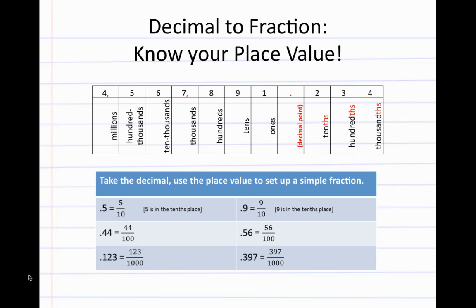Decimal to fraction. Know your place value. If I have 0.5, I can write that as a fraction as 5 over 10, and I use 10 because there's only one decimal place. On 0.44 over 100, there's two decimal places, so I'm going to use 100.